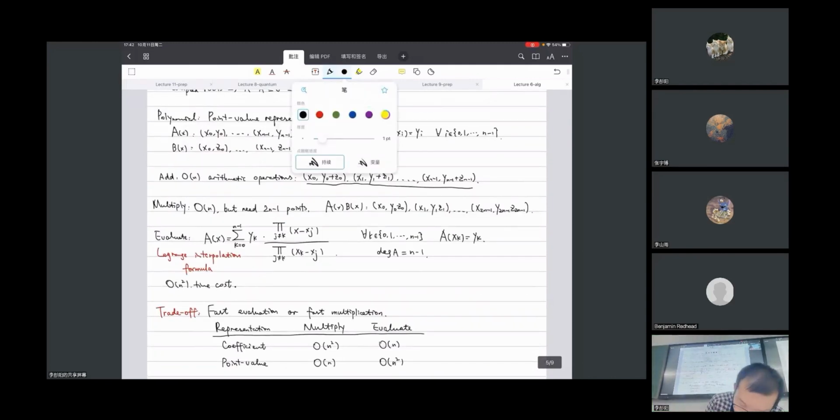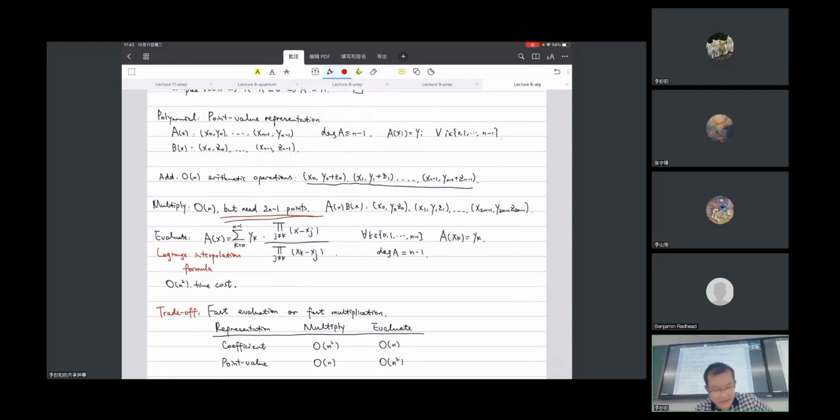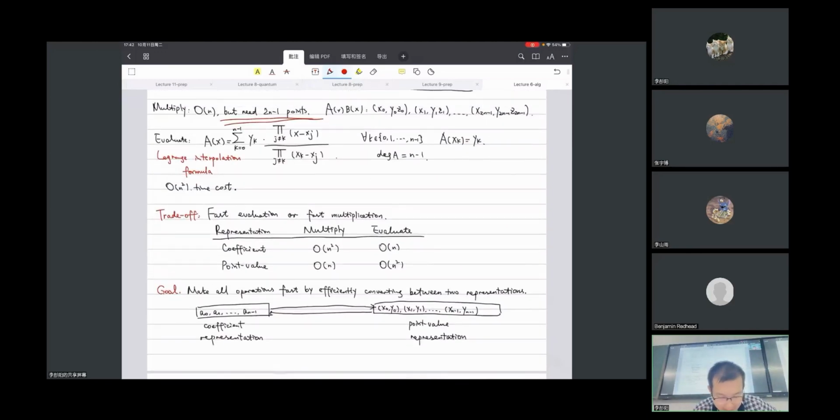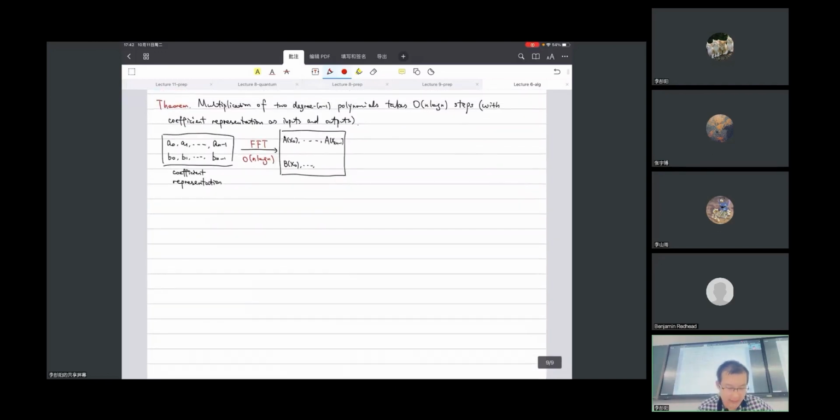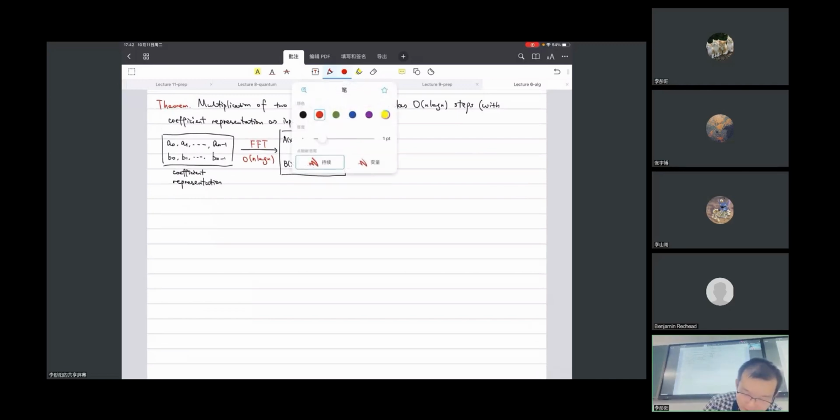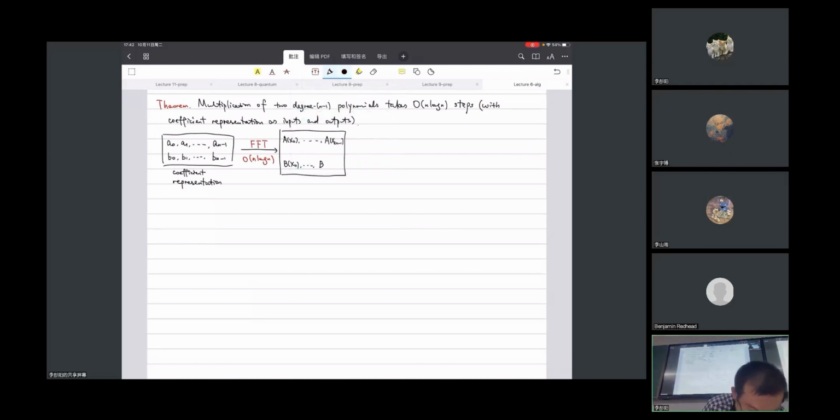Basically, we want to be careful with this. Having a point value representation, if you want to determine a polynomial, we really need 2n minus 1 points to pin down this polynomial. That is the reason why we require a little bit larger n here, so that we can consider 2nth roots of unity. But this is not so difficult. In general, it's just multiply n by 2, and the cost is still O(n log n). 2n minus 1 here.